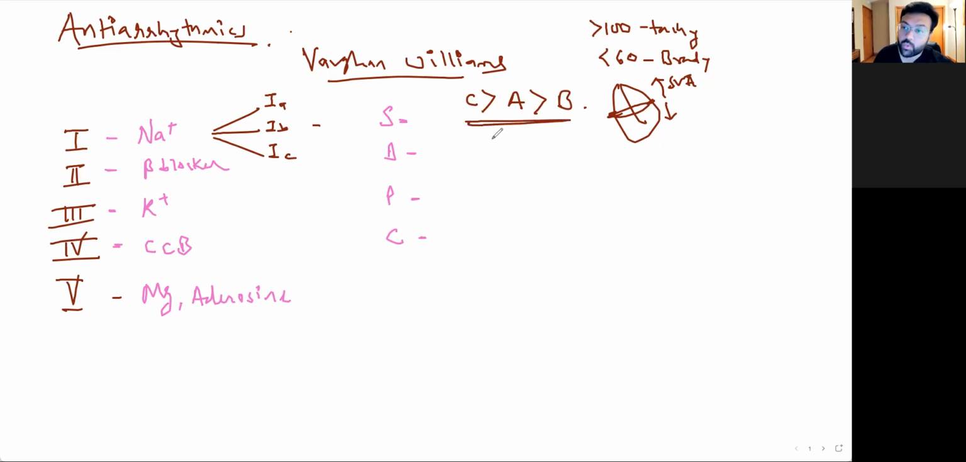Class 1C drugs bind to the sodium channel with the strongest affinity compared to class A and class B. So C has the highest affinity for the sodium channel, A has moderate affinity, and B has minimal affinity. That will decide on what conditions and arrhythmias we give these drugs to the patient. So remember CAB. That's also frequently tested, the affinity of the sodium channel blockade. Then we'll be talking about the other classes as well.